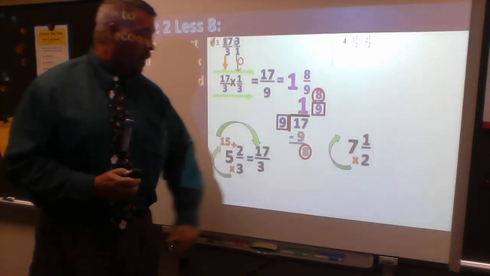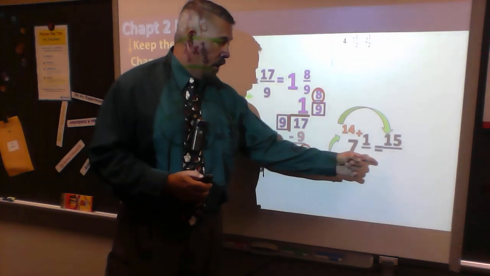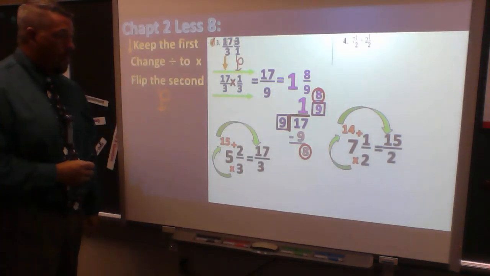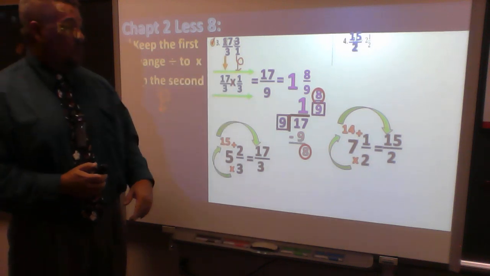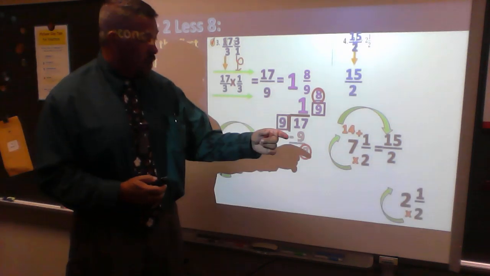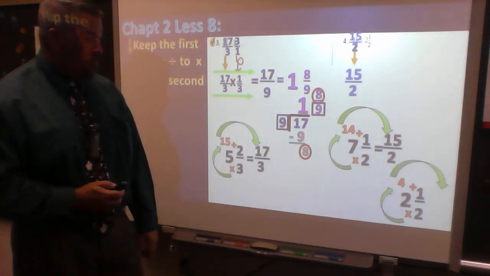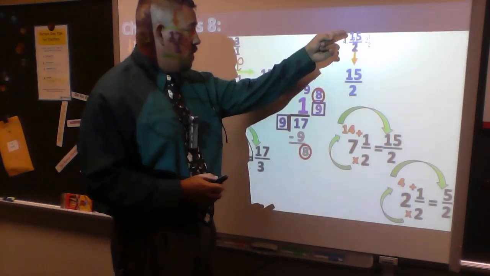2 times 7 is 14, plus 1 is 15, and then I keep my denominator of 2. 2 1/2, then I have to start at the bottom, multiply and add. So I'm going to take 2 times 2 is going to be 4. 4 plus 1 is going to be 5. And then I keep my denominator of 2. So I keep my first one.